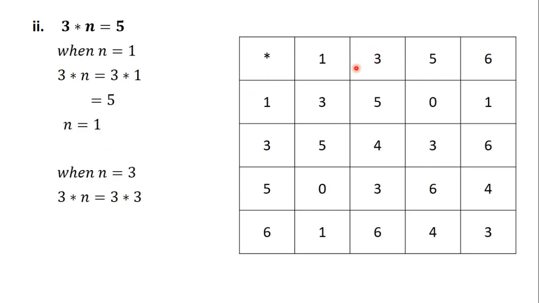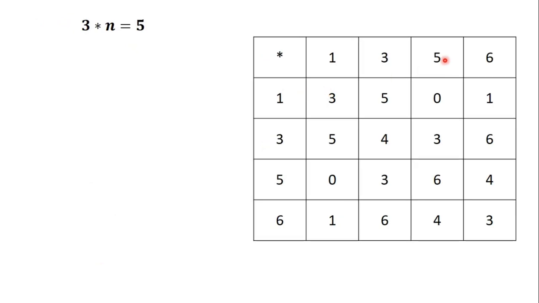The next one is 3. When n is equal to 3, the expression 3 star n will be equal to 3 star 3. From the table, 3 star 3 is equal to 4. But we know that from the equation, 3 star n should give us 5. When n is equal to 3, 3 star 3 is giving us 4. That means that n is equal to 3 will not satisfy this equation. So n is not equal to 3.